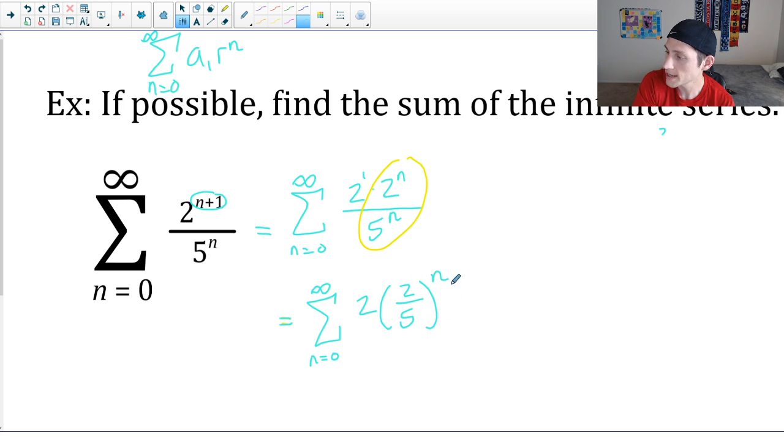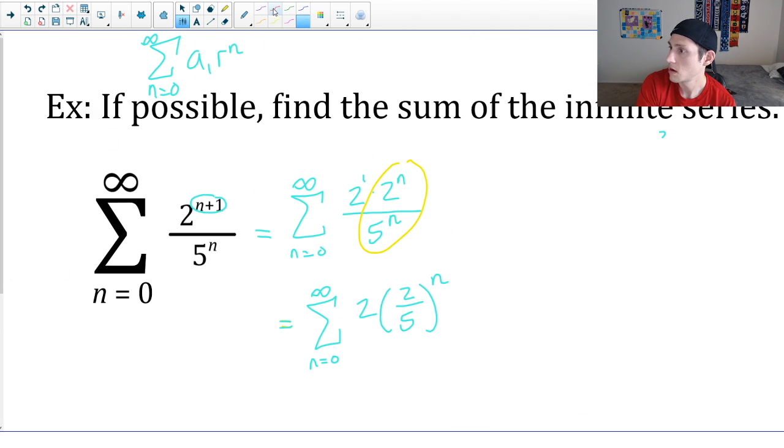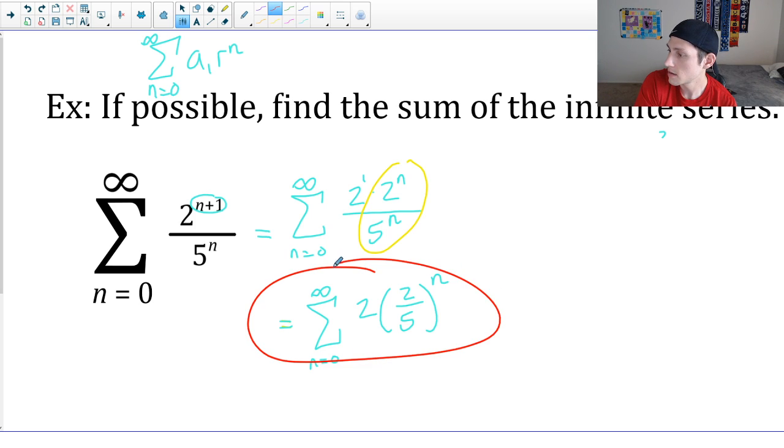Right? Because if there's a fraction all to an exponent, that just means the numerator gets the exponent and the denominator gets the exponent. So 2 to the n over 5 to the n. It's the same thing. So now when I look at this and this, it looks a lot more similar. Right? And it looks like this is now in the correct form that I can see that, yes, this is a geometric series. So since it is a geometric series, now I can start to look at, okay, does this converge or diverge?